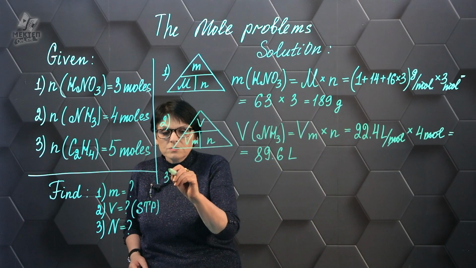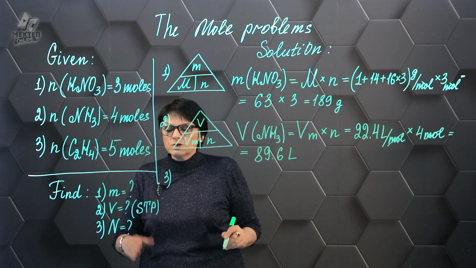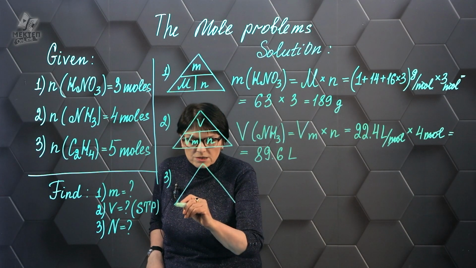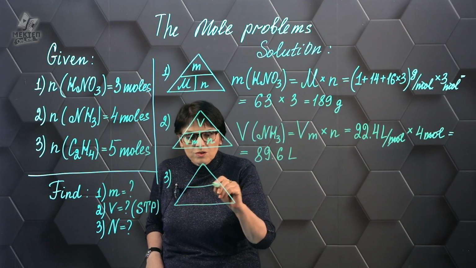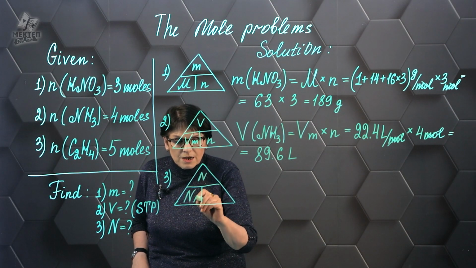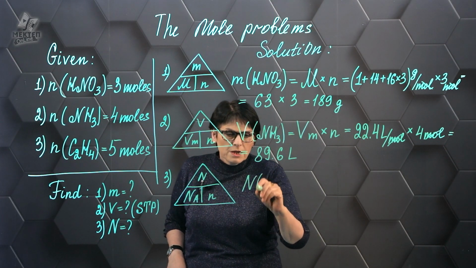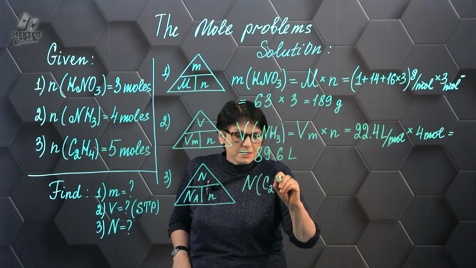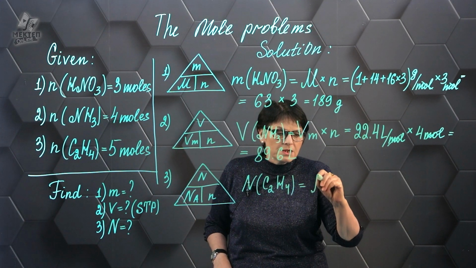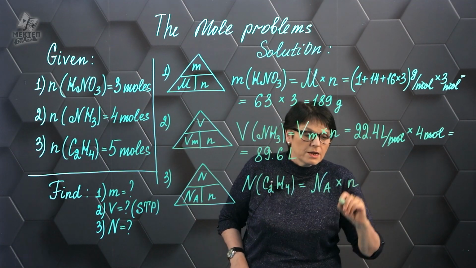Okay, we move on to the next data. We need to find the number of particles. So again, we remember we have a formula that works, and for that we need N, the Avogadro number multiplied by the amount of substance. And so the number of particles of methane we will have as the product of the Avogadro number multiplied by the number of moles of the given substance.